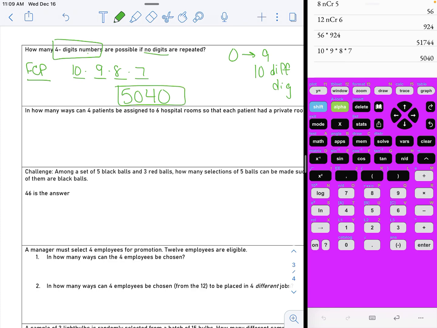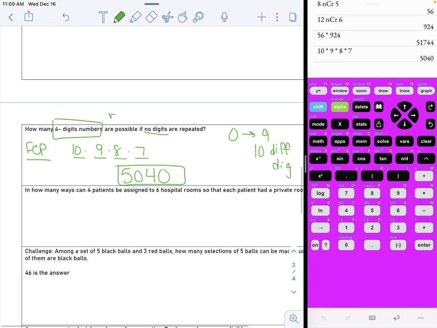Remember, if repeats were allowed, if we had repeats, I didn't spell repeats right. You'd think I'd be embarrassed, but I'm not. If repeats were okay, then it would be 10, 10, 10, and 10.